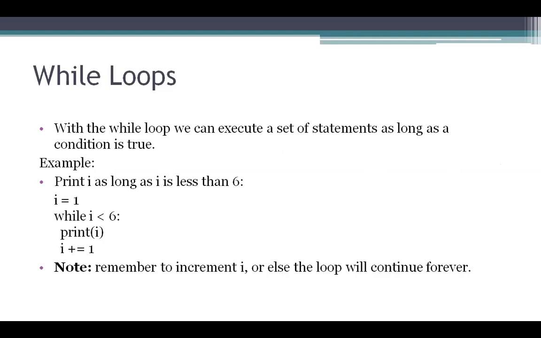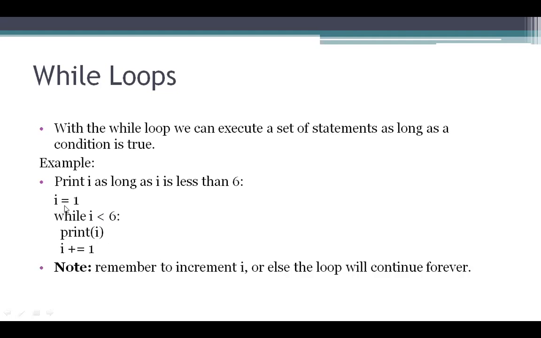So the next thing is the while loop. With a while loop, we can execute a set of statements as long as the condition is true. As long as the condition is true means that however many times the condition turns out true, all the statements inside the while block get executed. Here we can see an example: we are printing i as long as i is less than 6. Why? Because the condition given here is i less than 6.